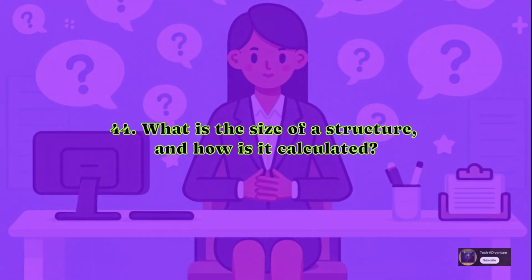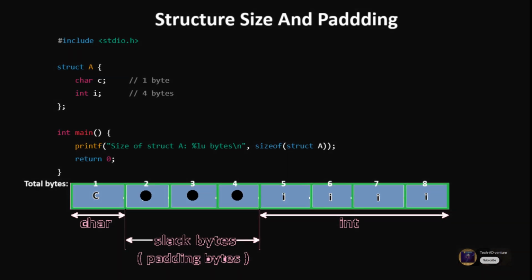44. What is the size of a structure, and how is it calculated? The size of a structure in C is determined by the sum of the sizes of its members, plus any padding bytes added to align the members for optimal access in memory. Padding ensures that data members align to specific memory boundaries, which improves CPU access efficiency.